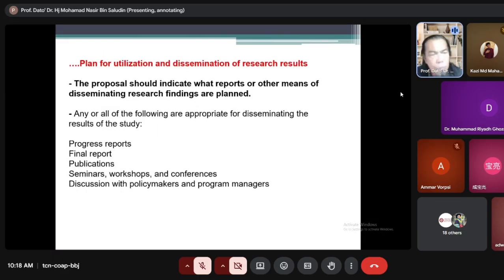And then plan for utilization and dissemination of research. The proposal should indicate the report or other means of disseminating research findings or plan. Any of the following are appropriate for disseminating the results of the study: progress report. Every semester you must give the progress report to your supervisor, and final report, publication. You can start publication before you have the proposal defense. Seminar, workshop, and conferences. The more you have seminars and workshops, the more you can improve or strengthen your thesis. Discussion with policymakers and program managers.